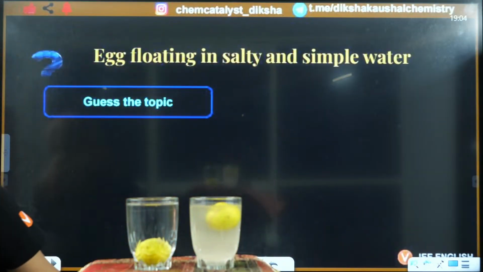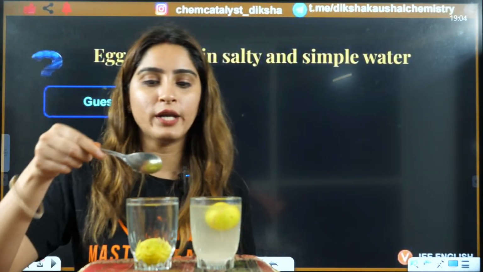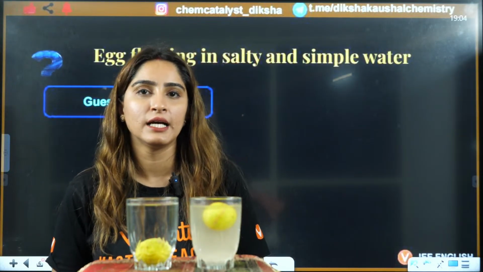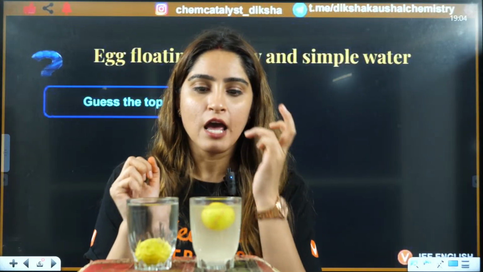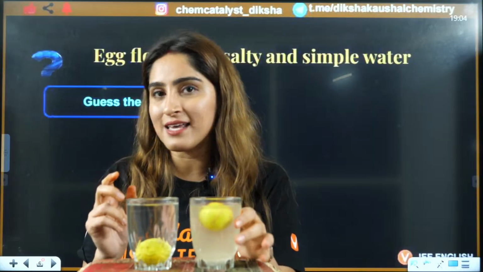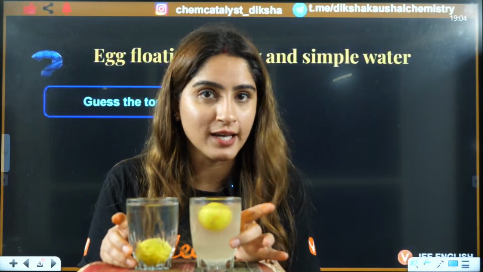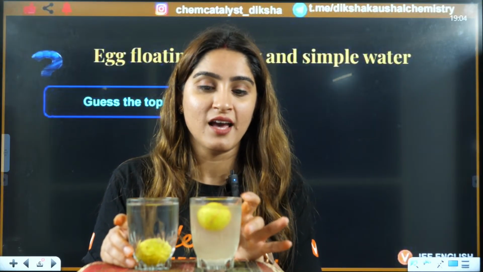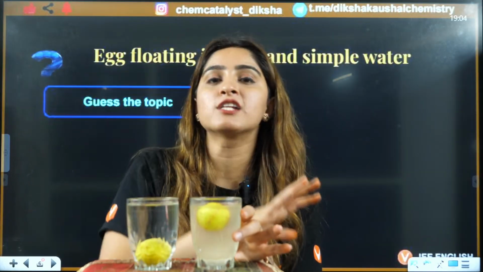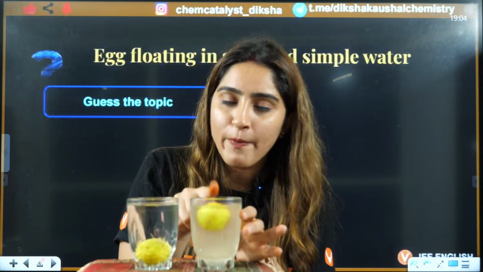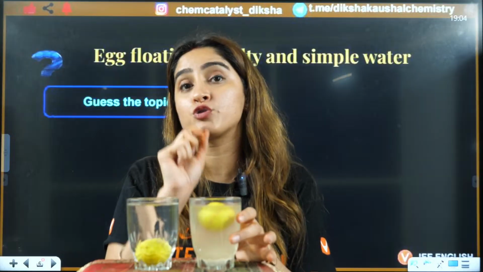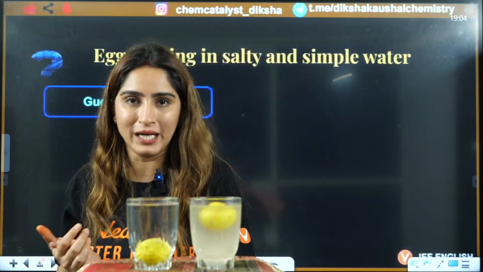So can you tell me the reason behind this? Why is this happening? The reason is, when you add a non-volatile solute, the density of the liquid has increased. And that is the reason. Colligative property, that means when you add a non-volatile solute, the colligative property that is dependent on the mass has changed. That is why it is floating. So this is based on the colligative property.